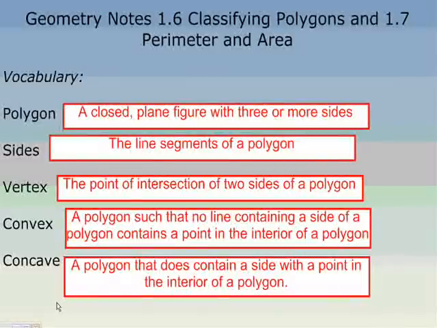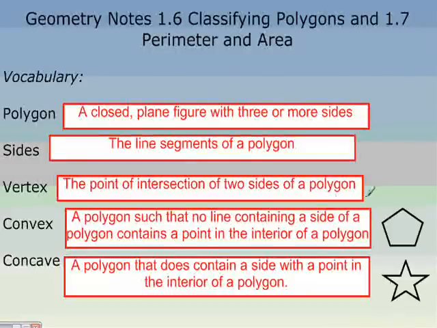And let me draw you a picture and show you exactly what I'm talking about. So here I have a convex polygon, and if I extend one of the sides, if I could draw straight lines, then you will notice that no matter which side I extend, it's not going to go through the inside of the polygon. However, in this star, which is a closed plane figure with 3 or more sides, so it's a polygon, if I extend one of the sides, it goes right through the interior of the polygon, which means it's concave. And so, you can think if it's got any kind of indentation in it, that makes it concave. But the definition is that if I extend a side, it goes through the inside of the polygon.